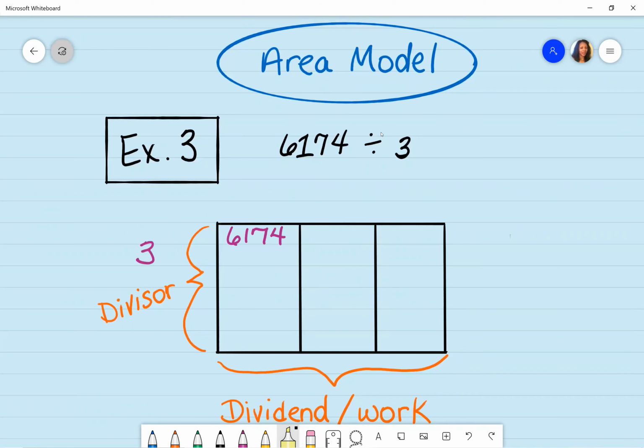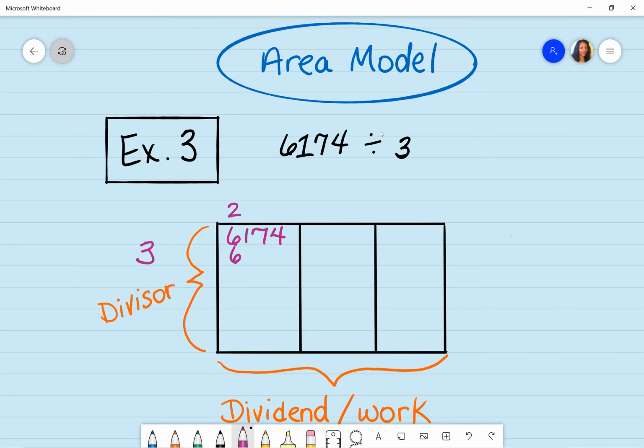Now, the way that I would teach you or anyone else is, since there's just one digit on the outside, look at the first digit. You see that 6 is actually divisible by 3. 3 times what will give me 6? 3 times 2. So 3 times 2 is 6, and it just happens to be 6. If that was a 7, you could still use 2, but then you would have to subtract 6 from 7 and get a different number.